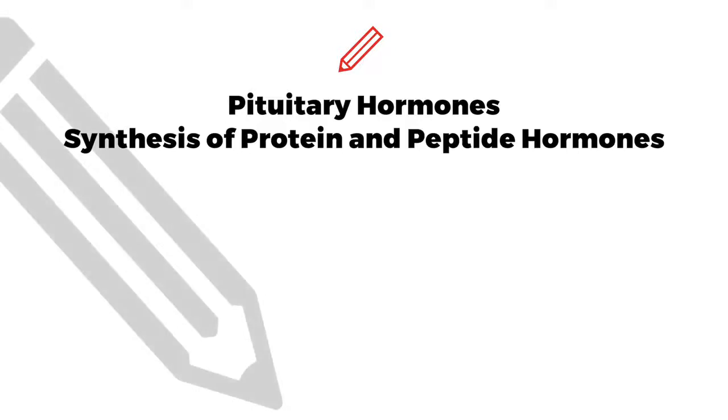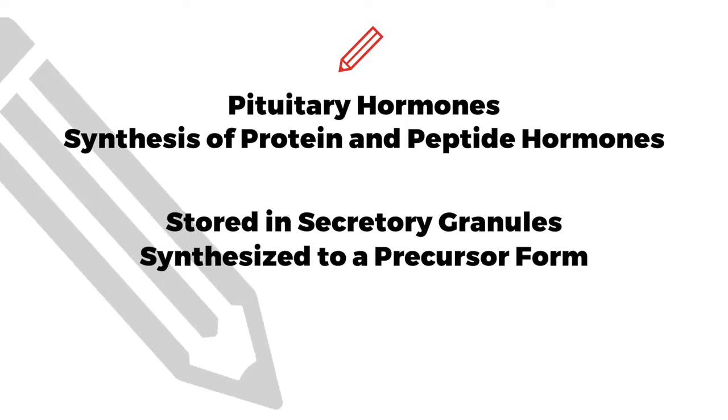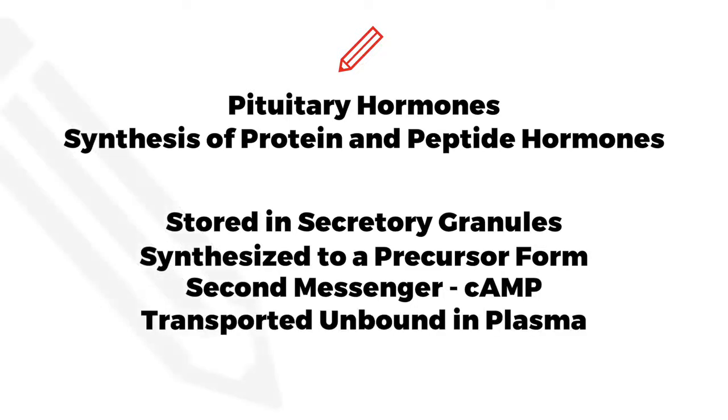So a couple things I want you guys to know about protein and peptide hormones is that 1, they're stored in secretory granules. 2, they're synthesized to a precursor form. 3, they act by using a second messenger to reach the target tissue, and that is usually cyclic AMP. Okay? And then 4, they're transported unbound in plasma.